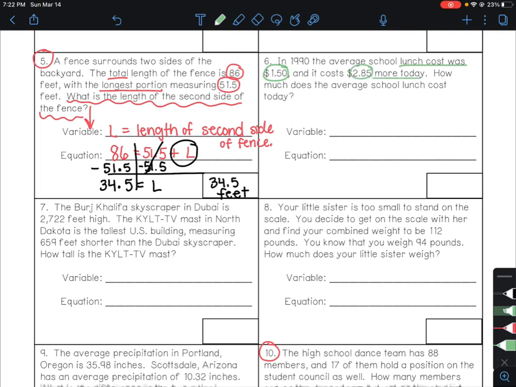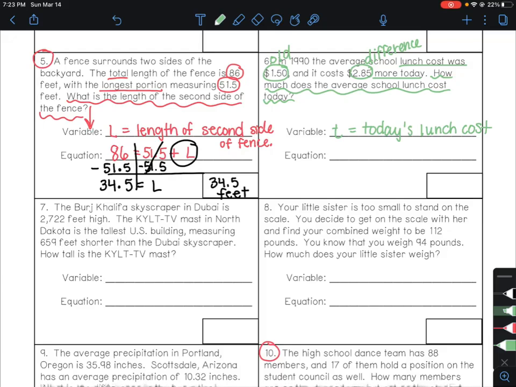For number 6, in 1990, the average school lunch cost was $1.50, and it costs $2.85 more today. How much does the average school lunch cost today? So you see right there is my question, and I'm going to change that to my variable right away. The average school lunch cost today. So let's use T for today's lunch cost. Okay? And what we know was the old cost, and we know the difference between the old cost and the new cost. So we have old cost and the difference, which is $2.85.